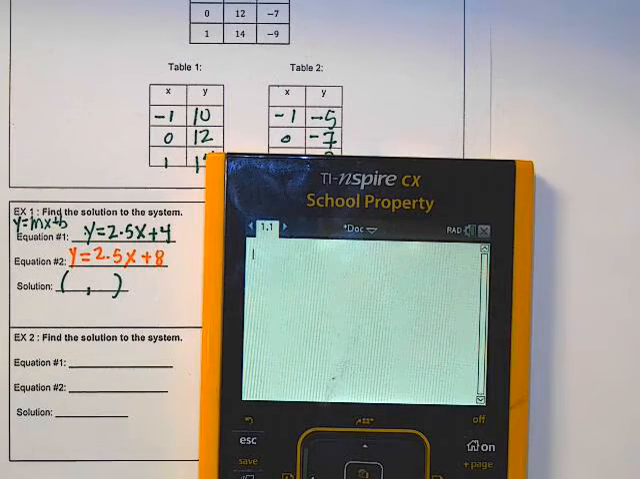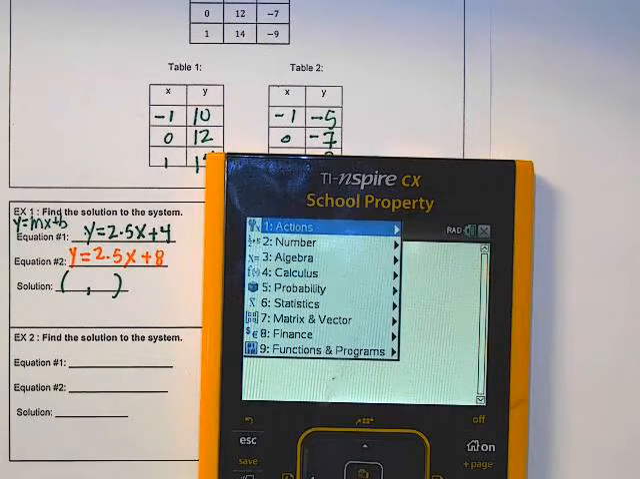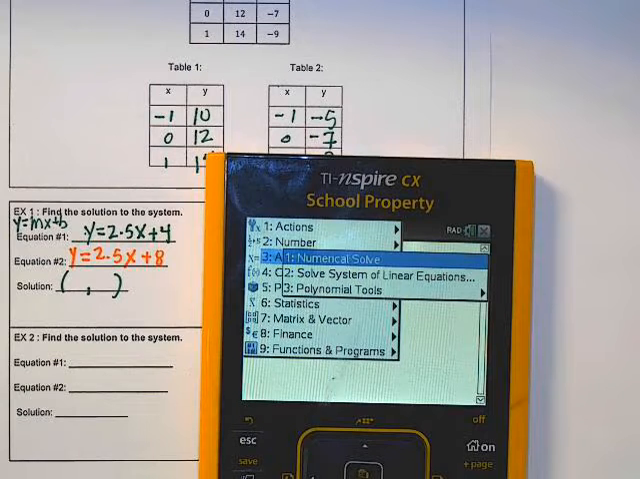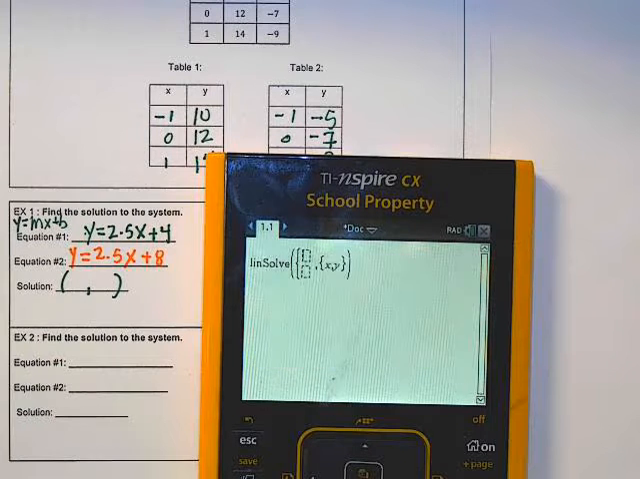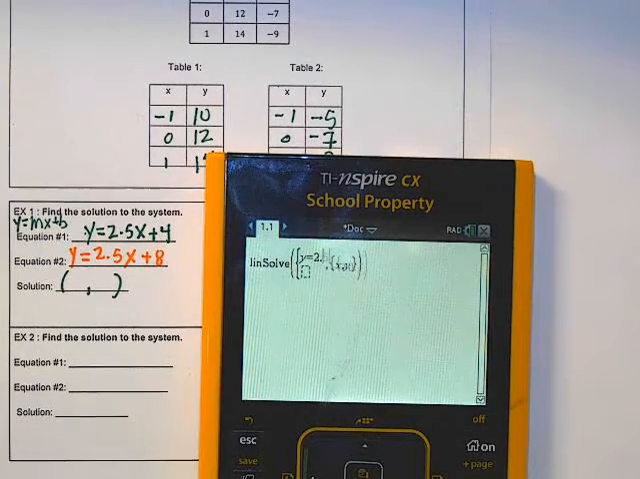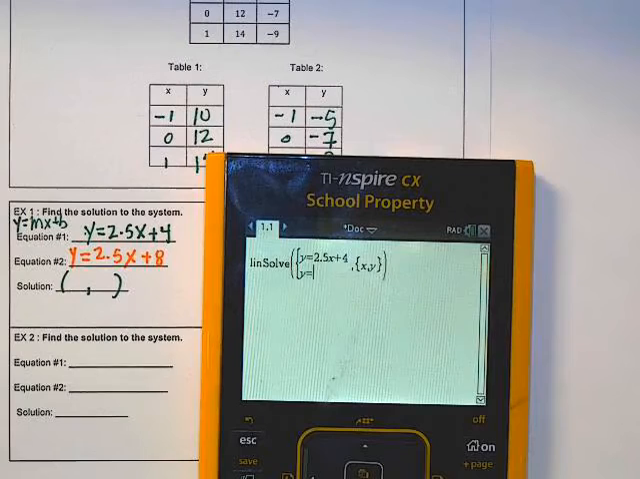What do I do now? Menu. What class are you in? Algebra. And we're doing systems. How many equations do I have? 2. Am I using X and Y? Yep. Alright, so I'm going to plug them in. Y equals 2.5x plus 4. Y equals 2.5x plus 8.